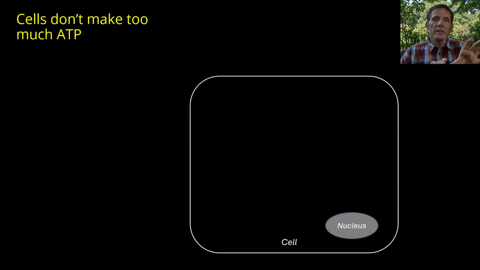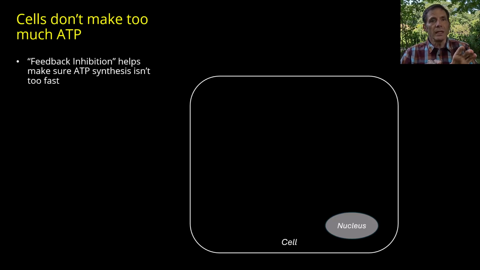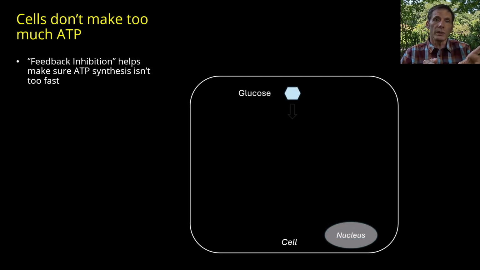Cells are like humans in that they need ATP to stay alive, but they're not going to make too much. There's a process called feedback inhibition that turns off the production of ATP as ATP levels get too high. To give an example, one of the sources of ATP synthesis in the human body comes from breakdown of glucose.